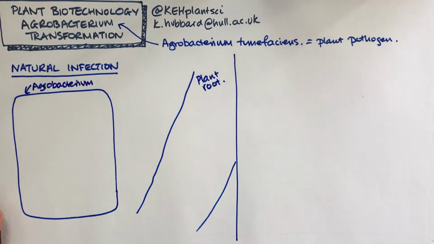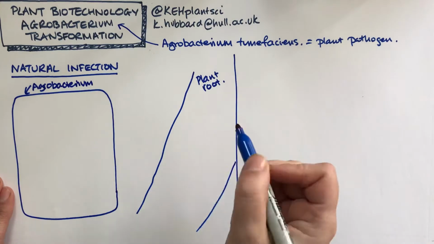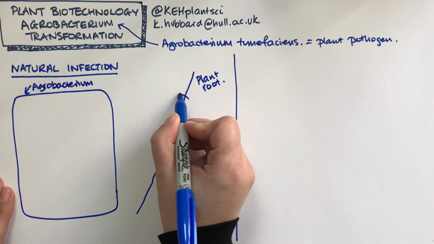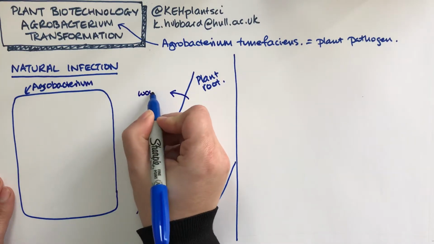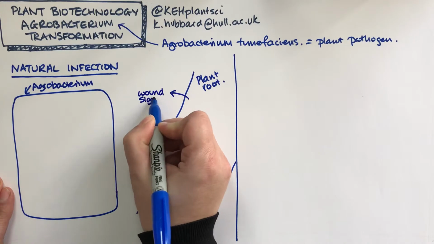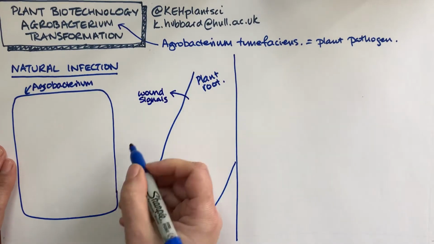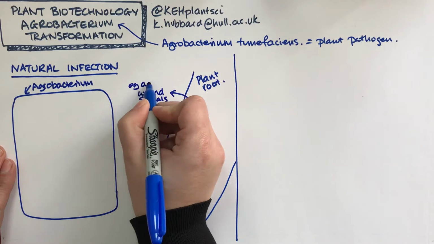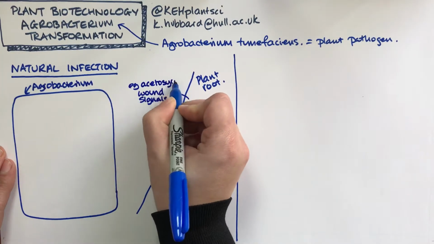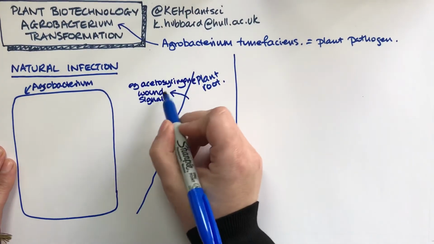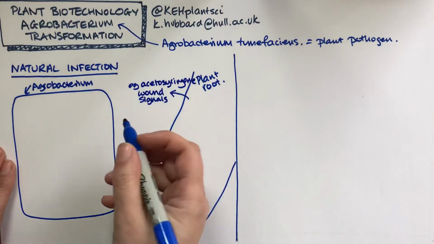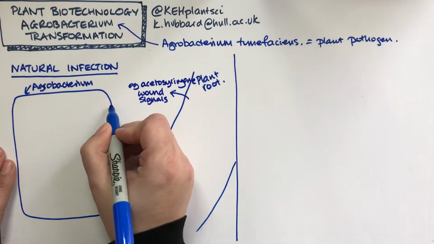Agrobacterium is a pathogen. It's quite an opportunistic pathogen, and it infects damaged plant roots. So when a root is damaged, it will release wound signals. There's a bunch of chemicals that are released, including something called acetosyringone. These chemical signals released from a wounded plant are detected by a receptor at the bacterial membrane.